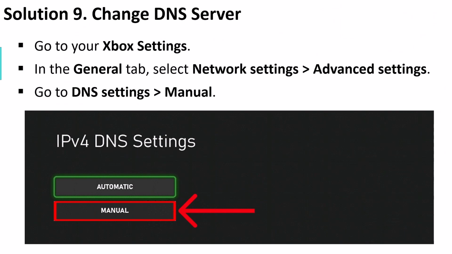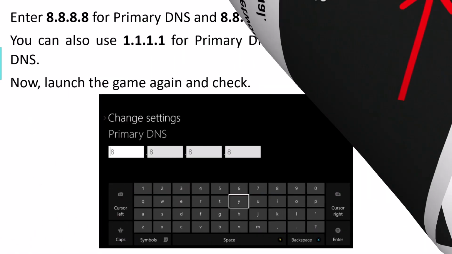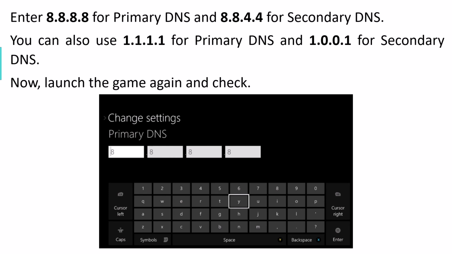Solution 9 is to change DNS server. So go to your Xbox settings, in the general tab select network settings, advanced settings, go to DNS settings, manual. Now enter 8.8.8.8 for primary DNS and enter 8.8.4.4 for secondary DNS. And then save it and then launch the game and check if your problem is solved or not. If not, then repeat the process and this time in the primary DNS enter 1.1.1.1 and in secondary DNS enter 1.0.0.1 and then save it and then again relaunch the game and check if your problem is solved or not.